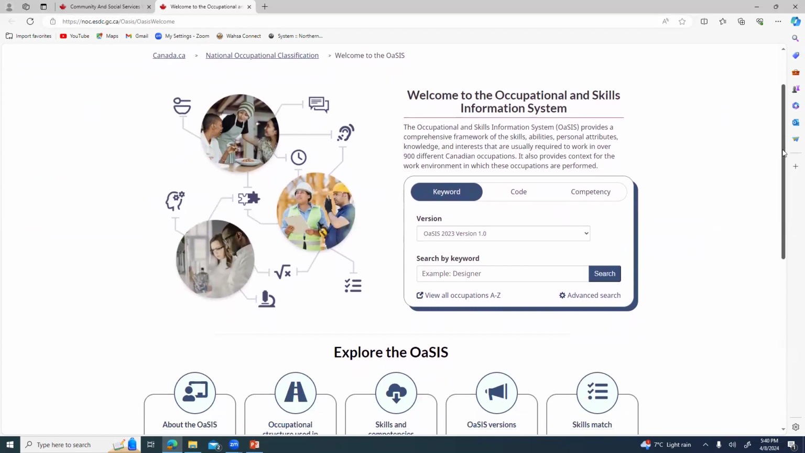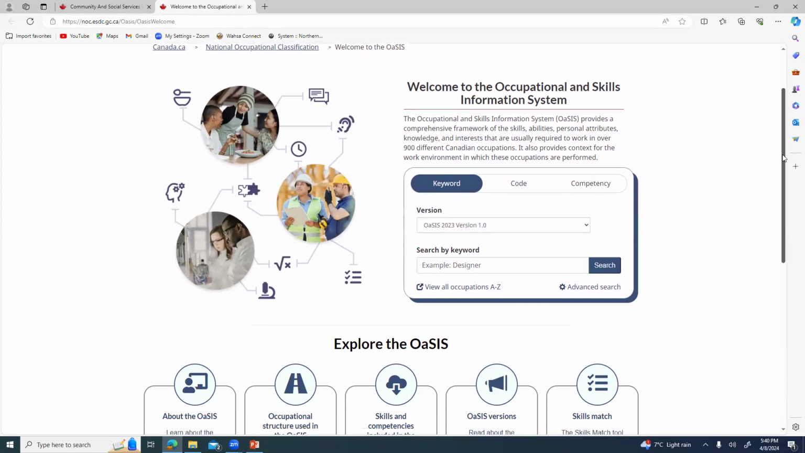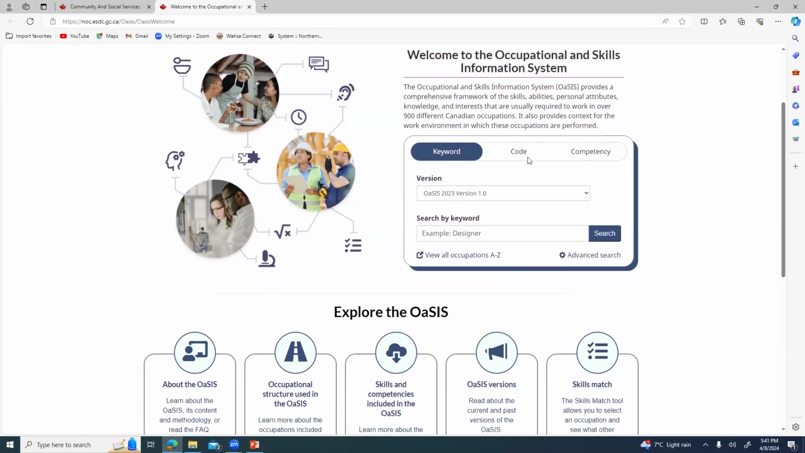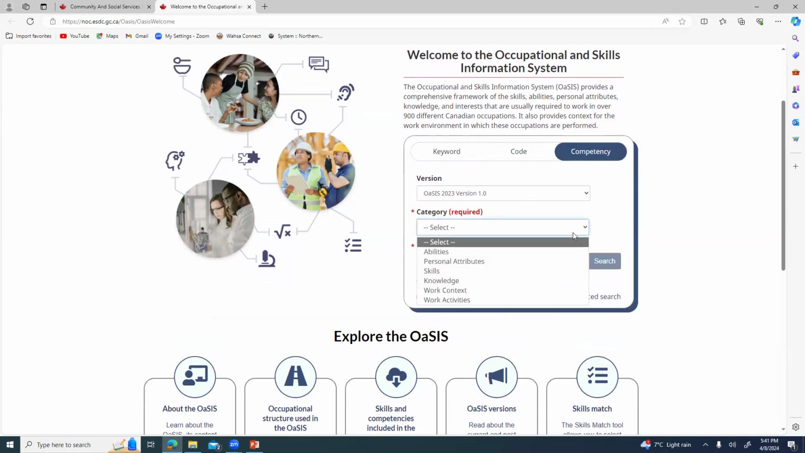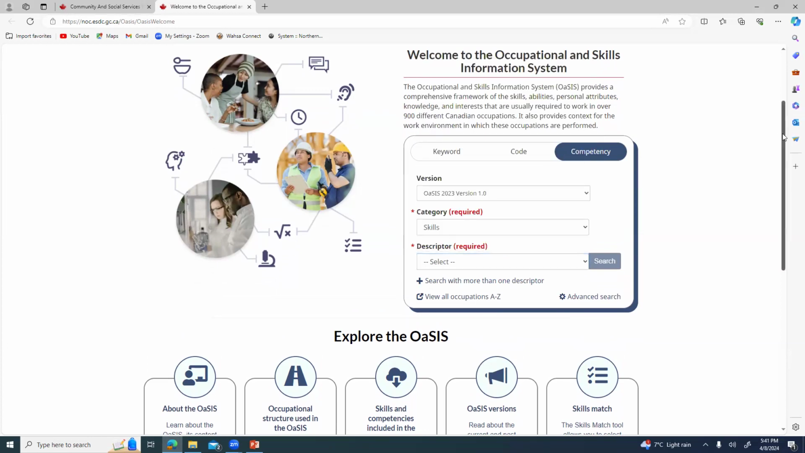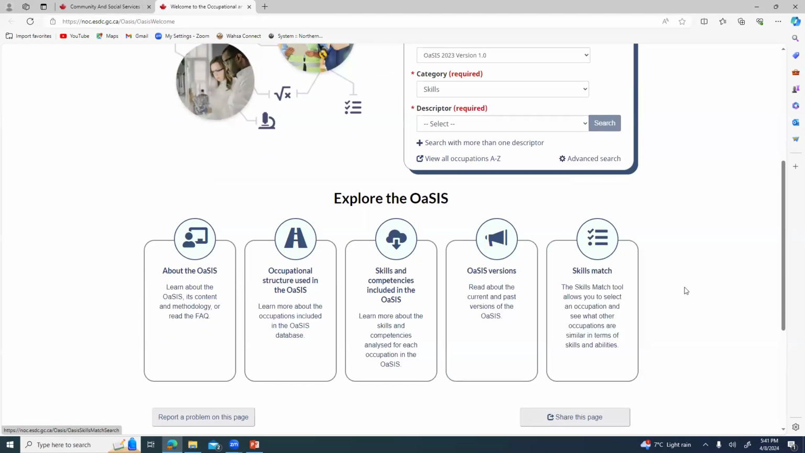It provides a comprehensive framework of the skills, abilities, personal attributes, knowledge, and interests usually required to work in over 900 different Canadian occupations. And it also provides context for the work environment in which these occupations are performed. So you could put a keyword in if you knew the exact code, which I don't, or if you had a particular competency. So if you look at what kind of abilities or skills, here are some of the skills that you might be good at. You can also do skills match. Yep. So pick some skills that you have and then see what other ones are similar.